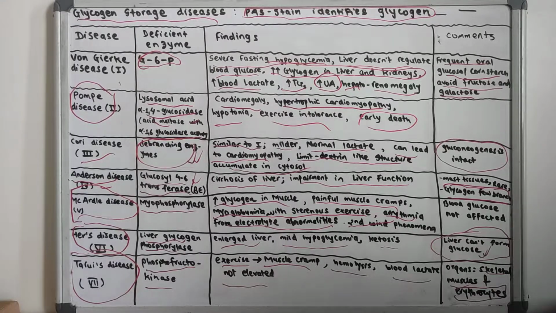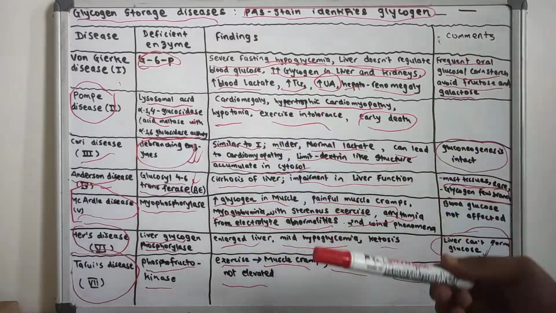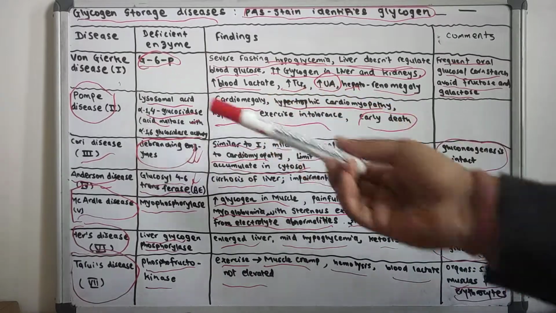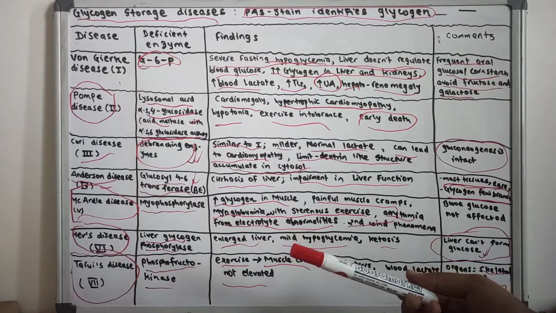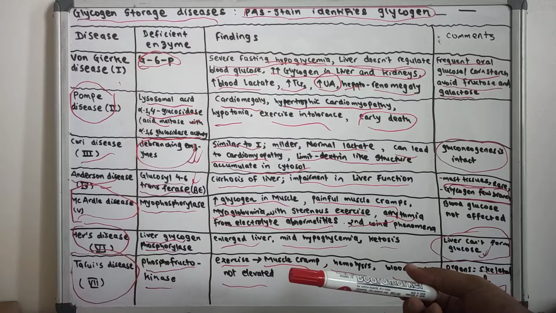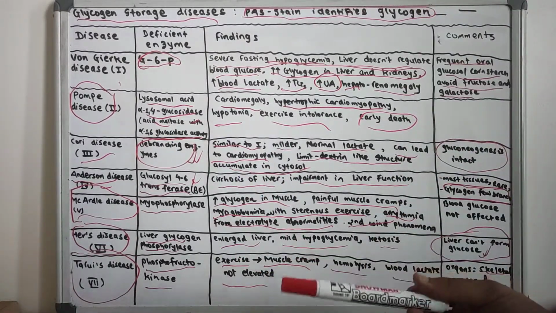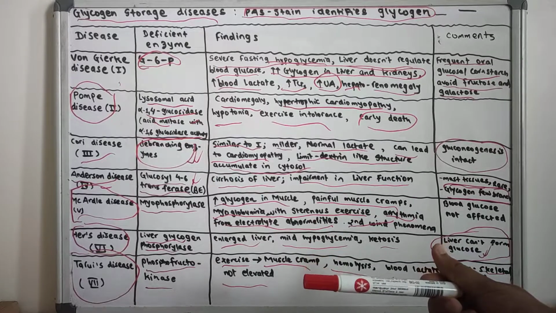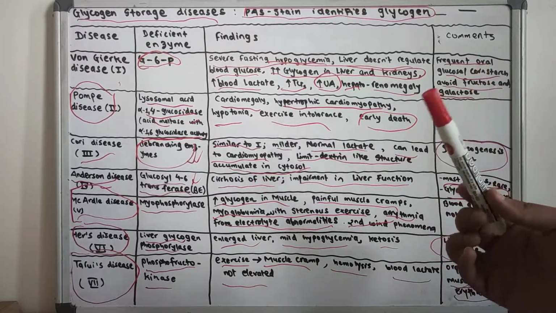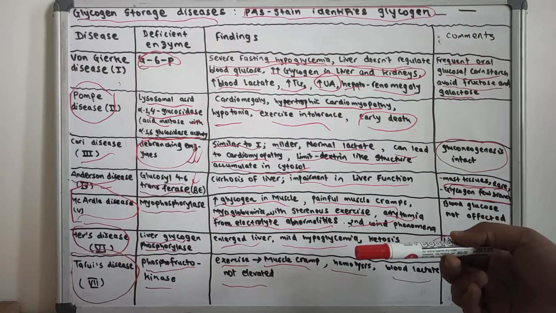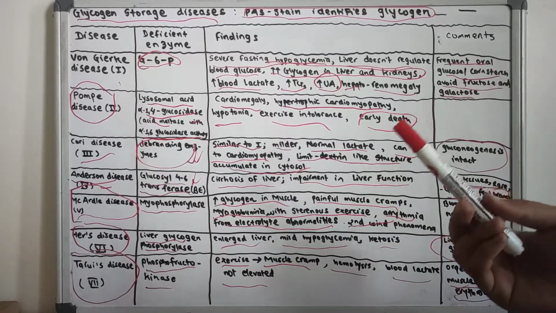So we discussed the various glycogen storage diseases. Again, I am going to list them: type 1 von Gierke disease, type 2 Pompe disease, type 3 Cori disease, type 4 Andersen disease, type 5 McArdle disease, type 6 Hers disease, type 7 Tarui disease. These are the 7 glycogen storage diseases that you should know. Also, type 1, type 2, type 3 and type 5 diseases are autosomal recessive.